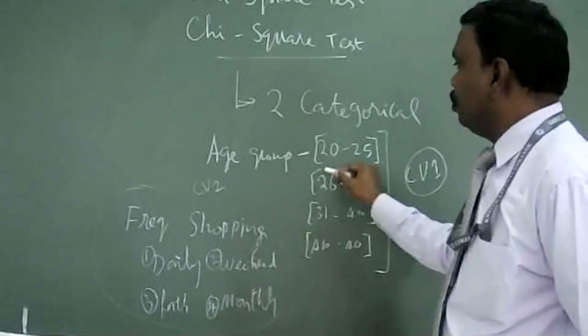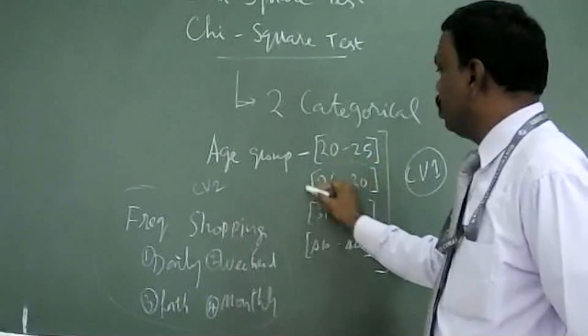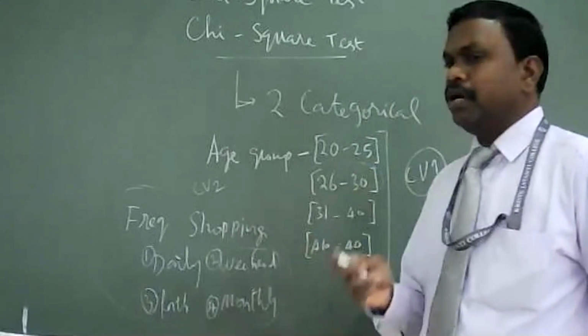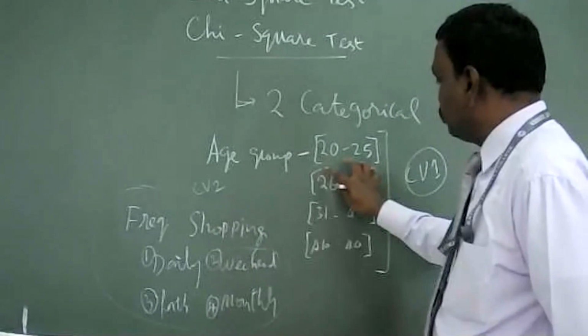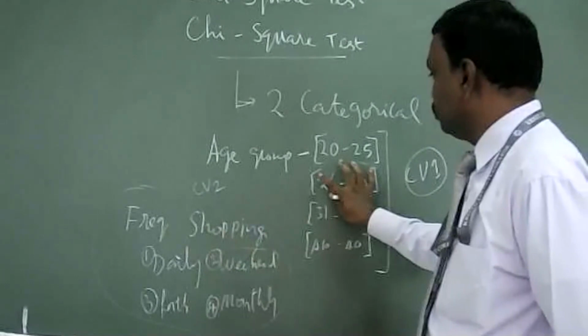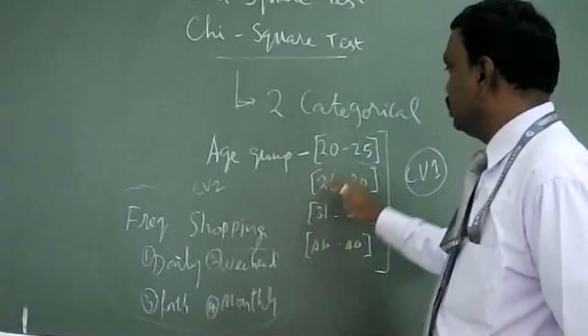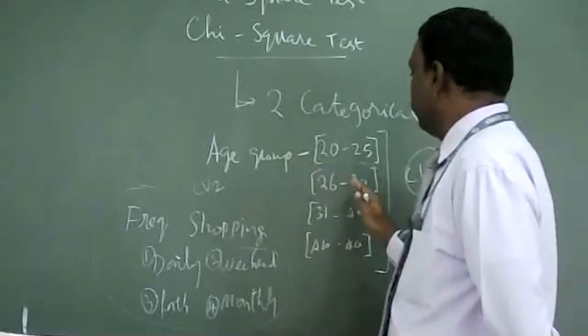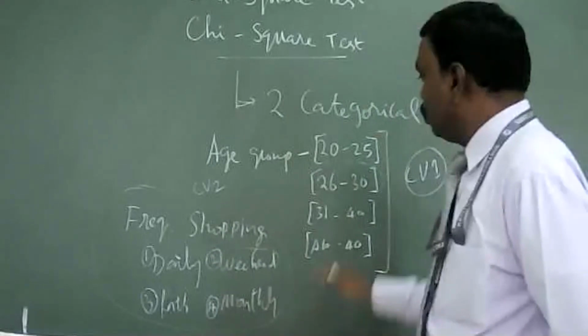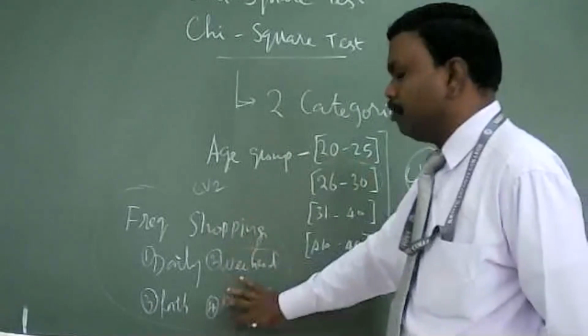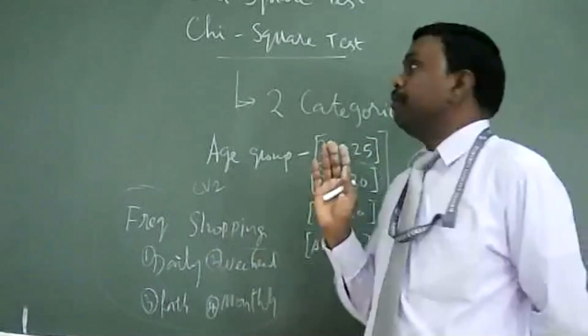Association practically means that a particular group is associated with a particular group here. So, the layman concept is that we are trying to find whether any option here is attached to any option there. For example, consider that 20 to 25 year olds go for daily shopping, and 26 to 30 go for weekly or monthly. I'm just trying to find whether any group is associated with any of these groups. Only association can be found out by using this chi-square test.